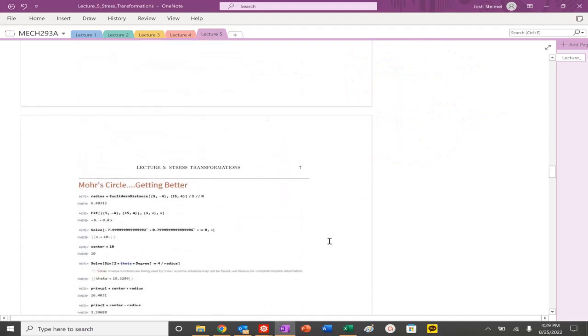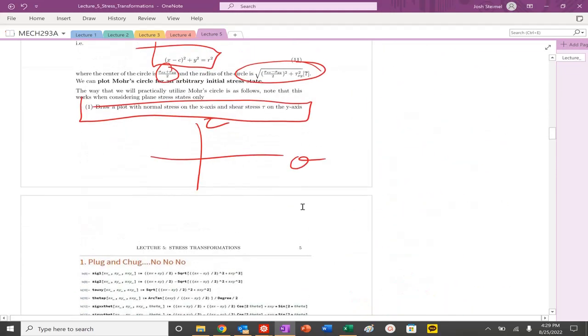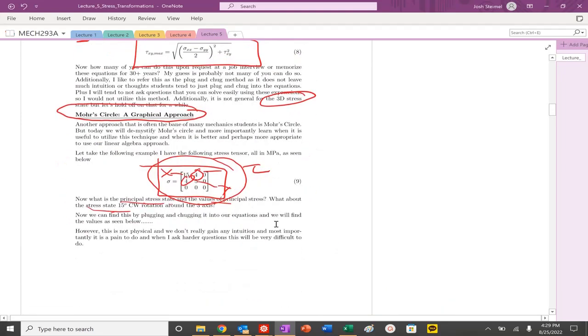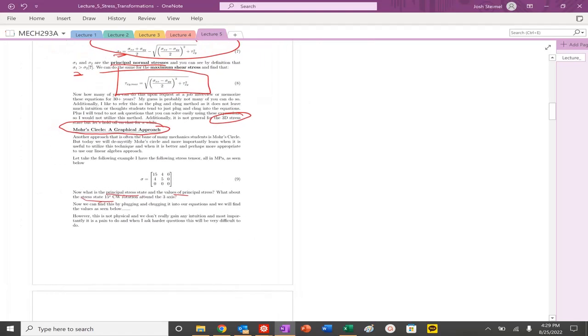So let's go back to our stress state, I believe it was up here. And actually, we'll go ahead and follow our directions. Let's go step by step. So step 1, I'm going to zoom out here a little bit. I'm going to draw my tau. That's my y-axis. This is going to be my normal axis.